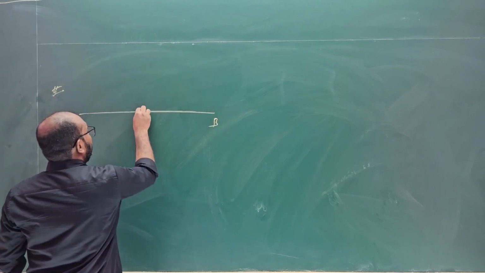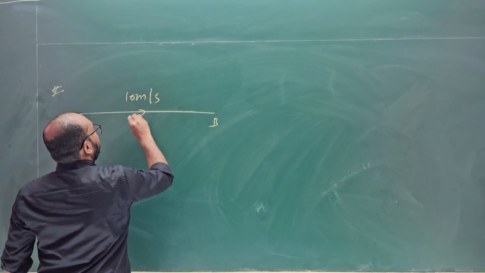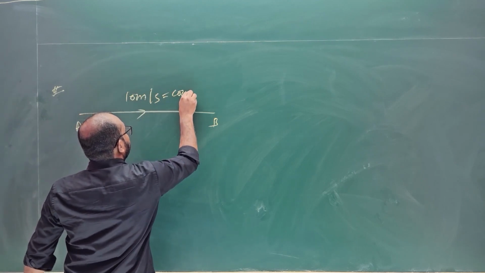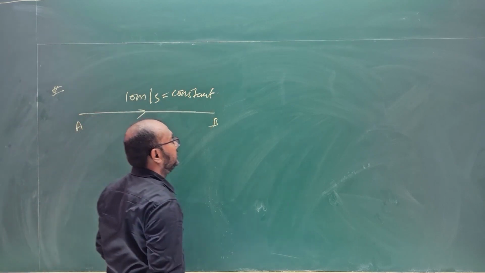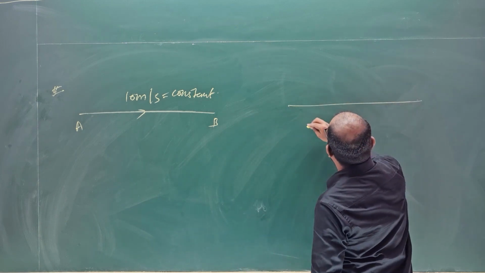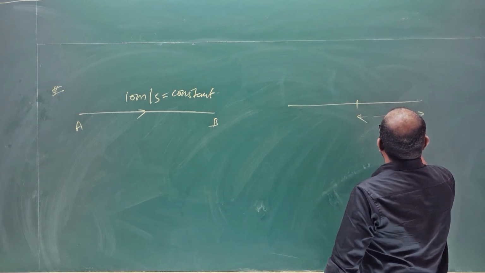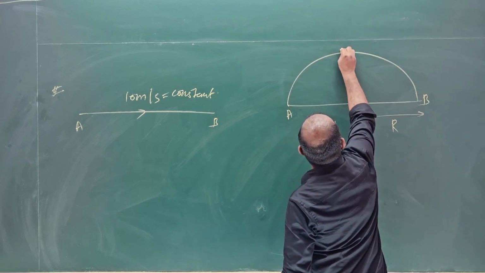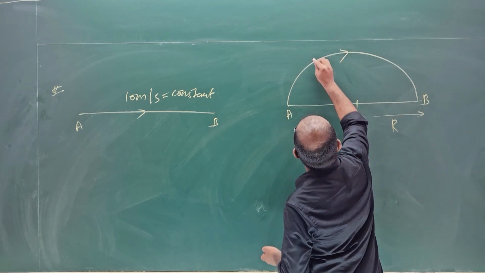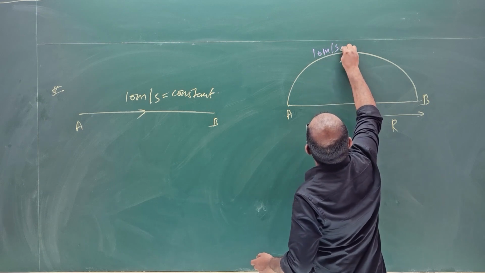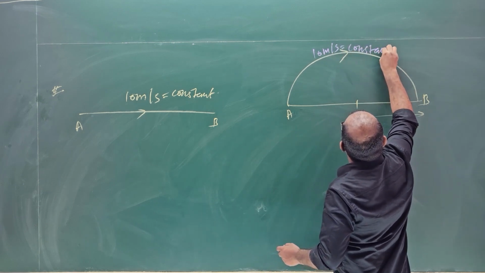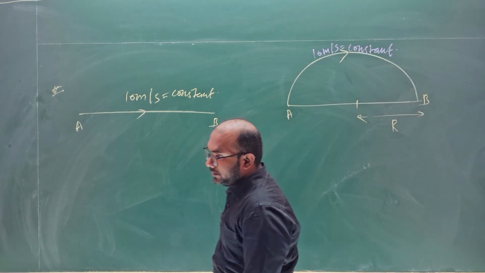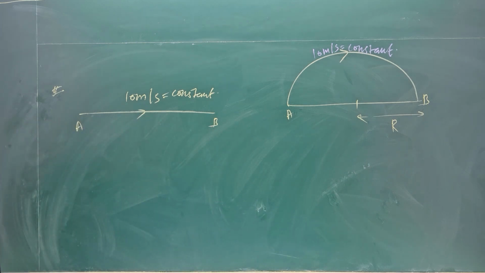A and this is B. The body is moving with 10 meter per second and this velocity is constant. Similarly, the radius is R, A and this is B, and this time the body is moving in this direction with 10 meter per second, and this is also constant. Tell me, what is the average speed in both cases? Oral answers.